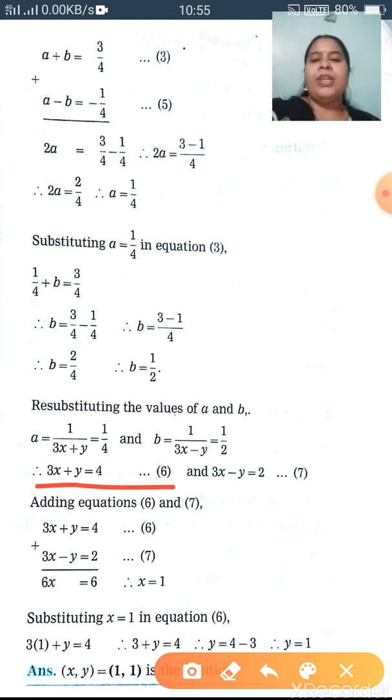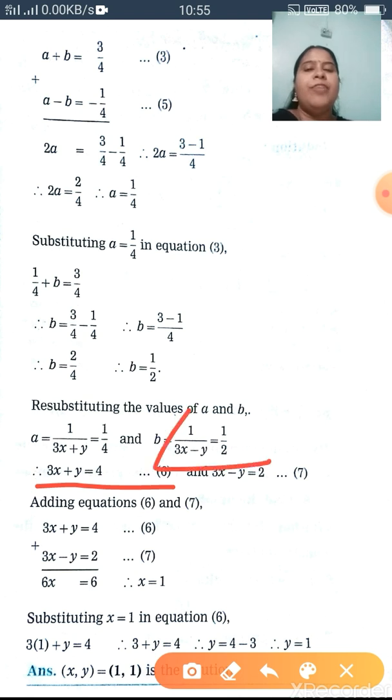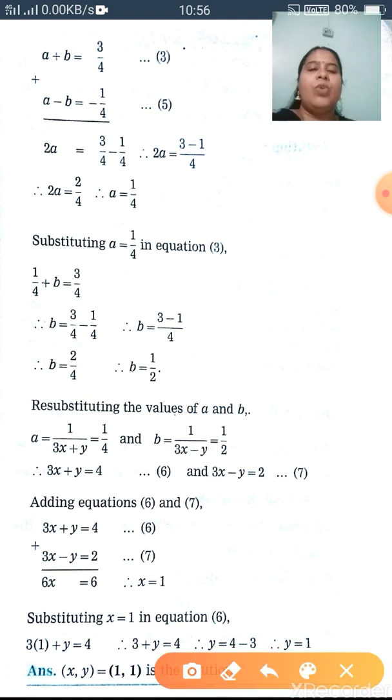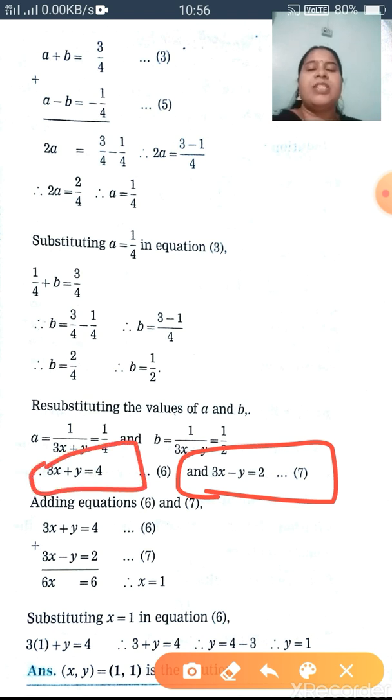Number it properly as equation number 6. Same thing is to be done with this term. Cross multiplying, what we will get is 3x minus y is equal to 2. That is equation number 7. Now what is left is to solve equation number 6 and equation number 7.